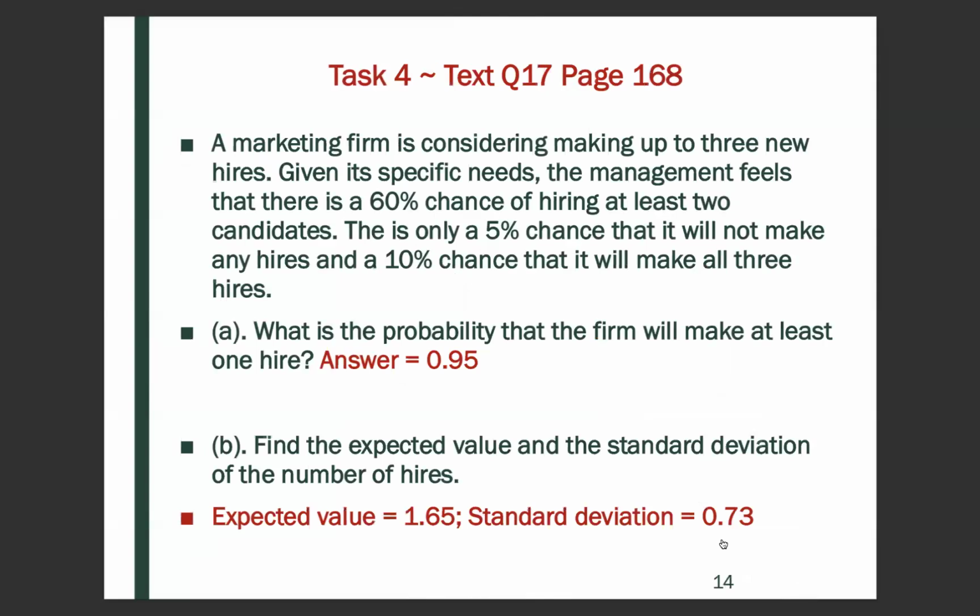A marketing firm is considering making up to 3 new hires. Given its specific needs, the management feels that there is a 60% chance of hiring at least 2 candidates. There is only a 5% chance that it will not make any hires and a 10% chance that it will make all 3 hires. What is the probability that the firm will make at least 1 hire?